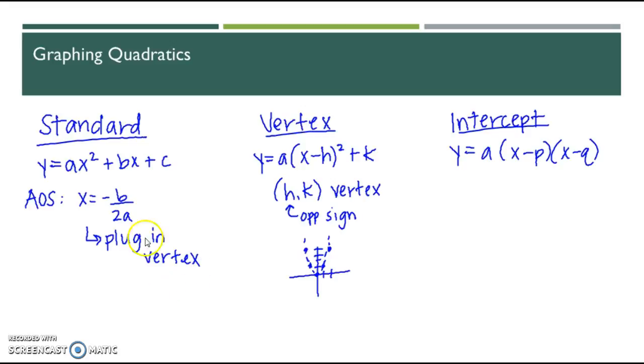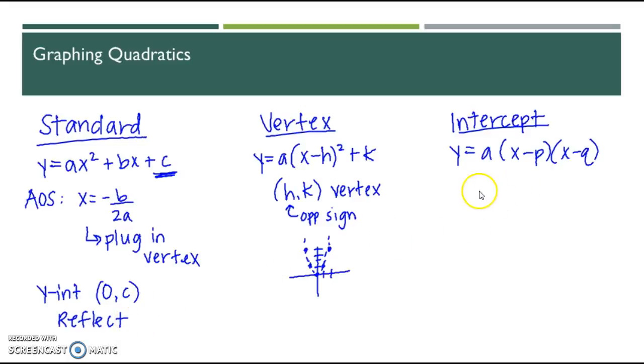And then there's another point we can easily get from standard form without having to do anything, and that's that c value, which is the y-intercept. So you find your y-intercept, which is (0, c), and then you reflect it to get your third point. So we have our axis of symmetry to the vertex, find your y-intercept, reflect it, and then you have enough to get your parabola.